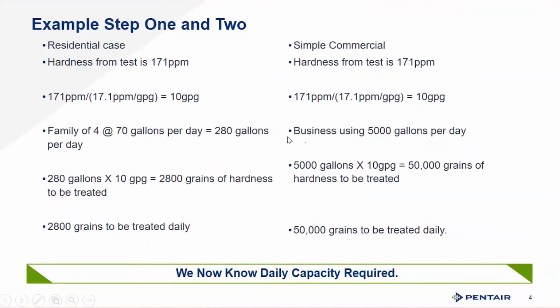On the commercial side, the business is using 5,000 gallons a day. Not a big business. This is like a small restaurant, a hair salon, something like that. This isn't a big building here. 5,000 gallons a day times 10 grains per gallon, 50,000 grains of hardness to be treated. That's every day. So we know the daily capacity required by whatever system we select.